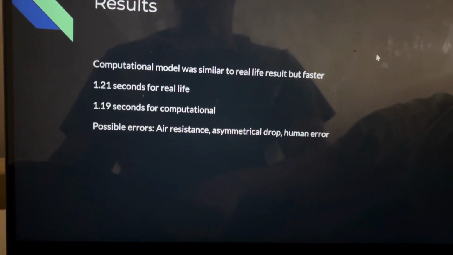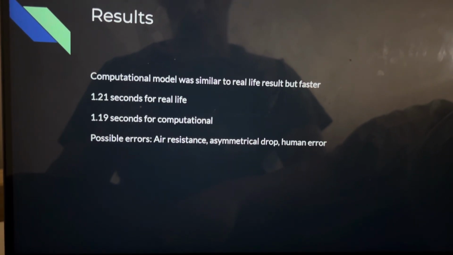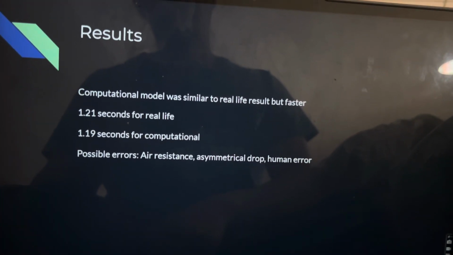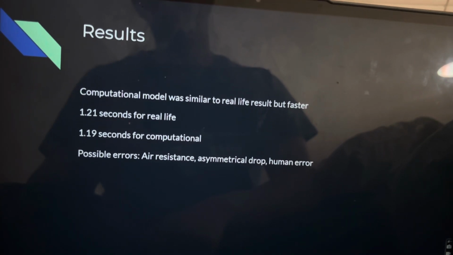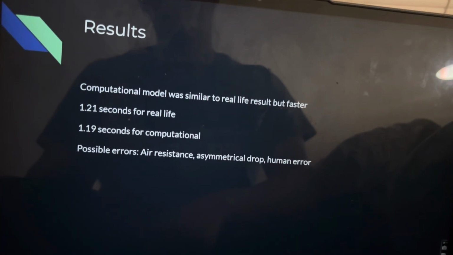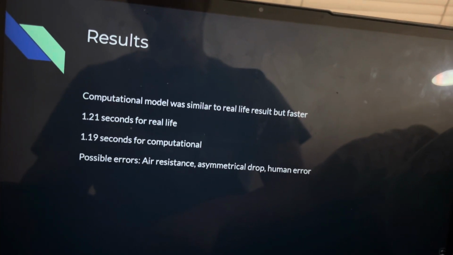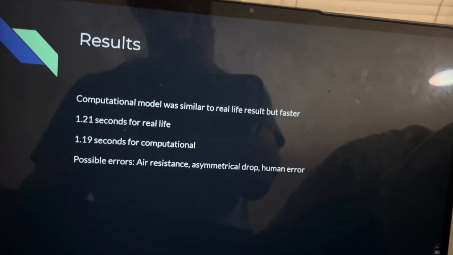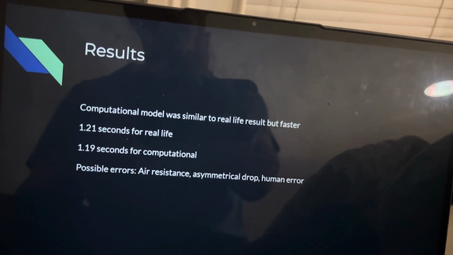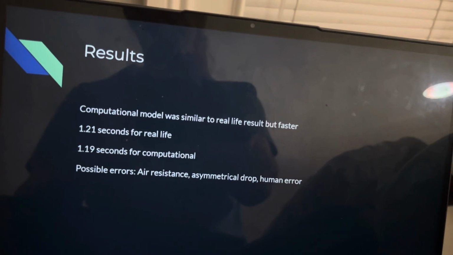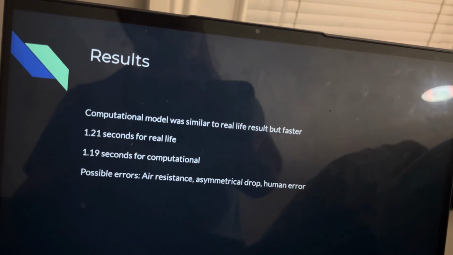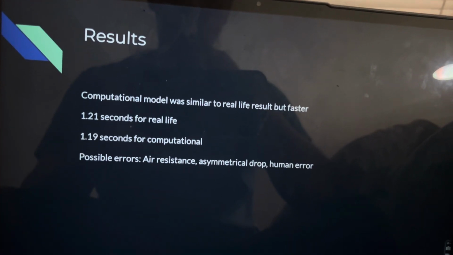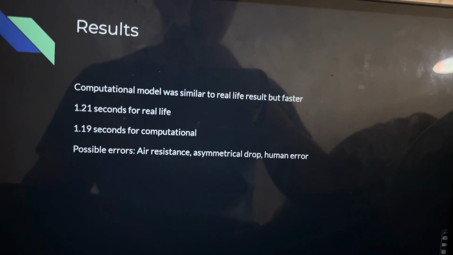From the results of this experiment, it was found that the computational model was similar to the real-life result but faster due to possible errors. The possible errors for this lab include air resistance, which explains why in real life it took a longer time for the magnet to reach the bottom, because this component was not considered for the computational model. This is a force of friction opposing the motion of the falling magnet, which in turn means the time for the magnet to fall would be shorter in a computational model that does not consider air resistance.